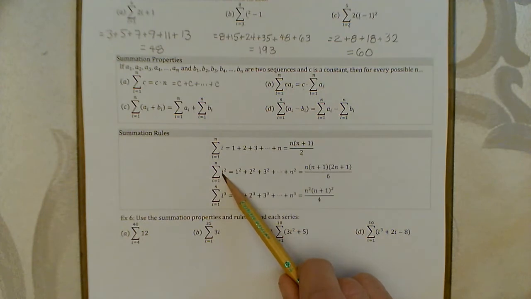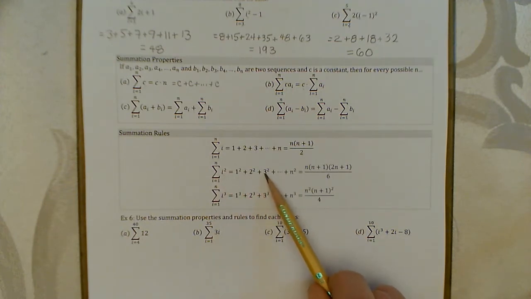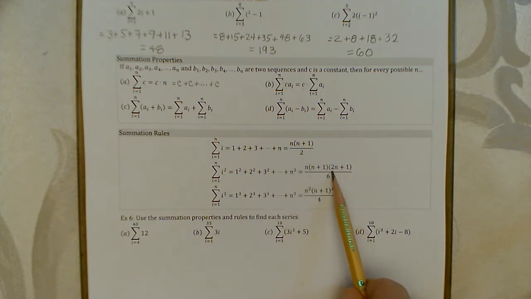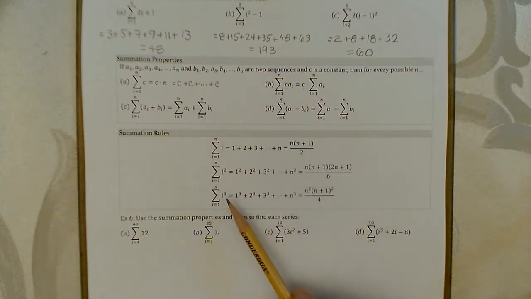When I'm adding up the squares, so that would be 1 and 4 and 9 and 16, all the way up to n squared, then the formula n times the quantity n plus 1 times the quantity 2n plus 1, all over 6 will work. And then finally, when you're cubing each of the terms, so that would be 1, 8, 27, that's what the formula is.